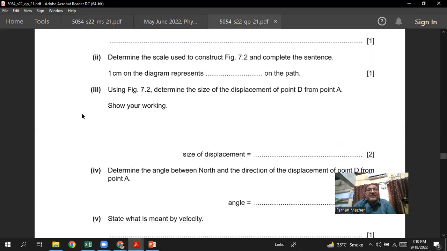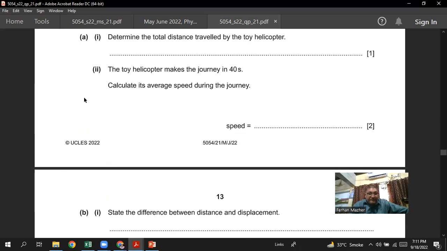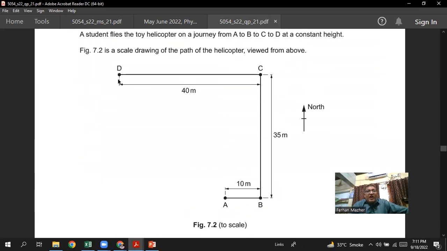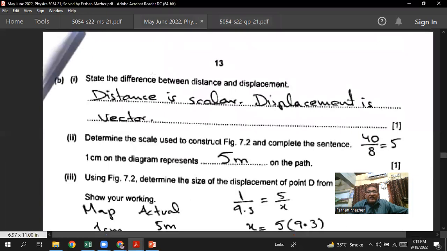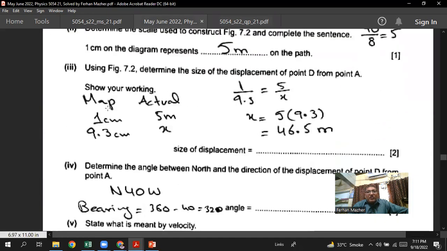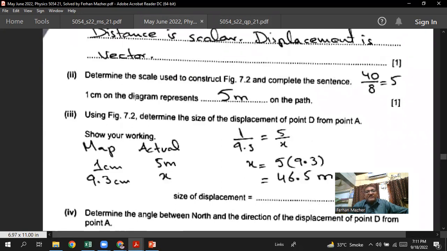Determine the scale used to construct figure 7.2 and complete the sentence: 1 centimeter on the diagram represents blank on the path. So just measure how much this length is in centimeters, and that many centimeters means 40 meters. So 1 centimeter represents how much? That is the question. Look at here, I have done this.